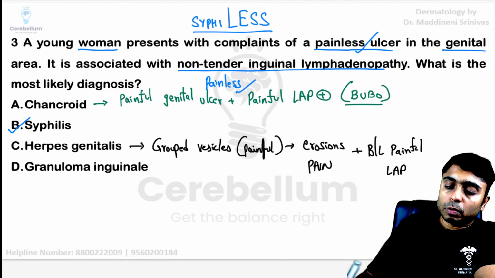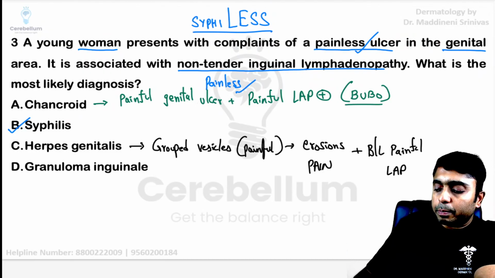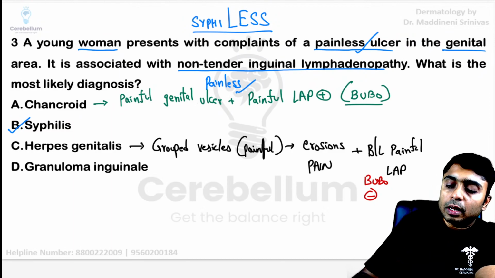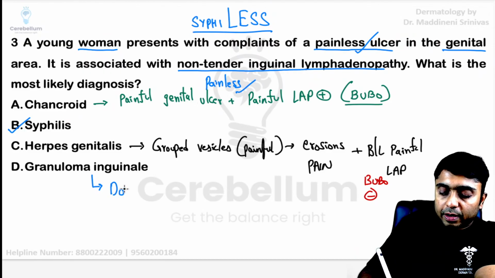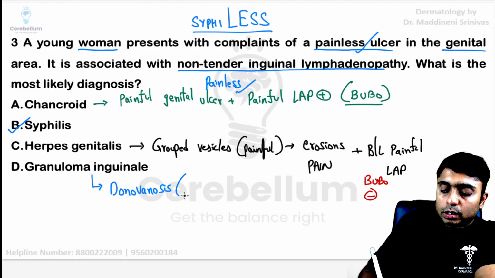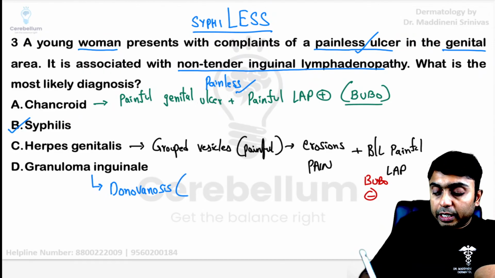lymphadenopathy. Painful lymphadenopathy. But here remember, bubo will be absent. And the last one which you are able to see is granuloma inguinale. It is also referred to as donovanosis. So in donovanosis, what will be the presentation?